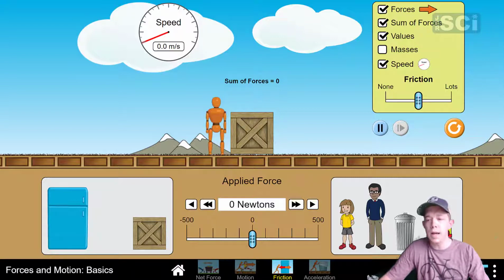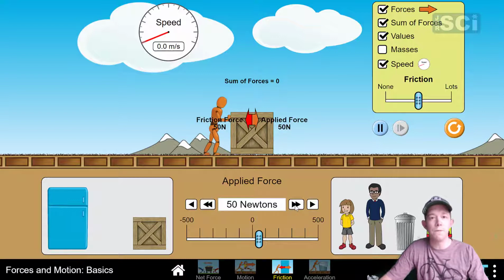So in this simulation, we have a crash test dummy pushing on a box. And right now, they're not actually touching the box, so they cannot possibly be applying a force on it. However, if I allow them to push 50 newtons on the box, you can see that the frictional force is going to equate it, but in the opposite direction, which adds the forces together to give us a sum of 0. And that means that the object will stay at rest based off of Newton's first law. There's no net force on the object, therefore if it's at rest, it will stay at rest.